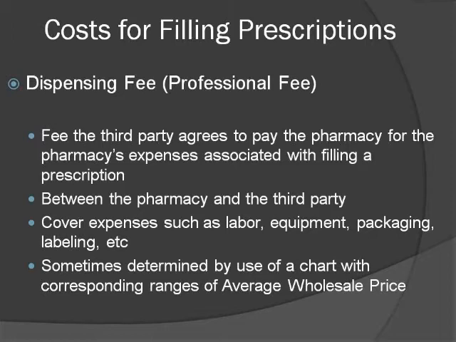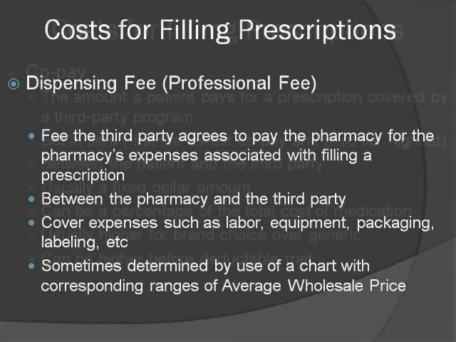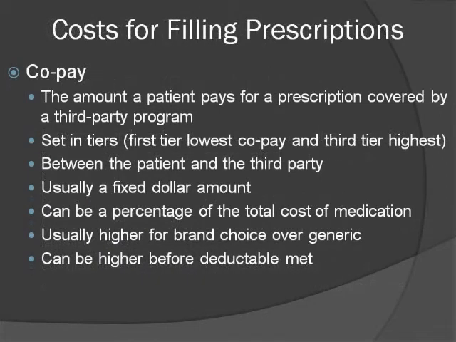Sometimes there's a use of a chart that would decide that cost based upon the AWP of a product, or the average wholesale price. An example would be if the AWP is between, let's say, $20 and $30, then the dispensing fee will be this amount. If it's lower than that, it would be this amount. So that's just a quick example of how the charts work. So I'm moving to the next slide.